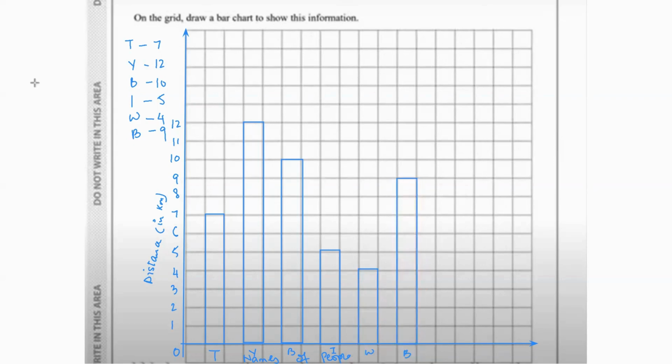So this is your bar chart. As you can see, all the bars have the same width. We labeled the axes. We created a scale for the y-axis as well.